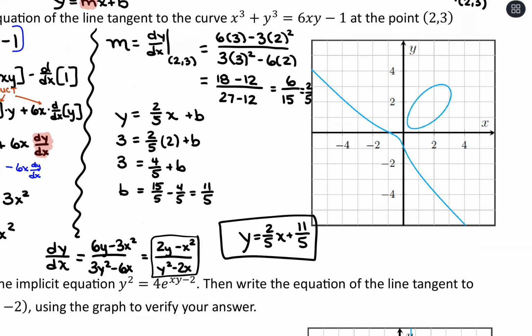Again, you can check these out. You can graph this into Desmos, plug in the equation of the line, and check that it is in fact making a nice tangent line at the coordinate (2, 3), which would be right there. So it should look something like that.